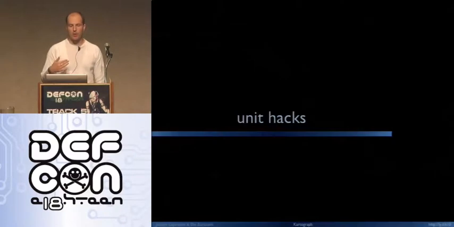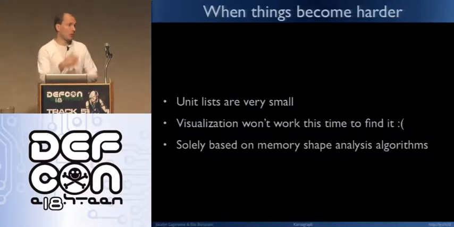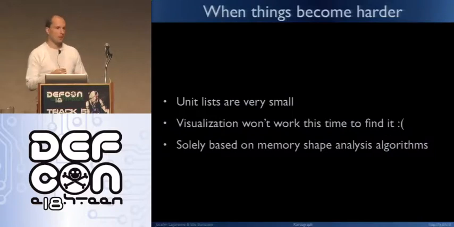A little bit about unit hacking. Unit hacking is way, way harder because this time what we're looking for is probably a few kilobytes of data, and so visualization won't work. You can't actually look at the map and say, here it is, and click on it. So we solely rely on shape analysis, which is the algorithm we try to put together. Jocelyn made a lot of effort on that. I think he spent nights and days for about a month and a half on this.